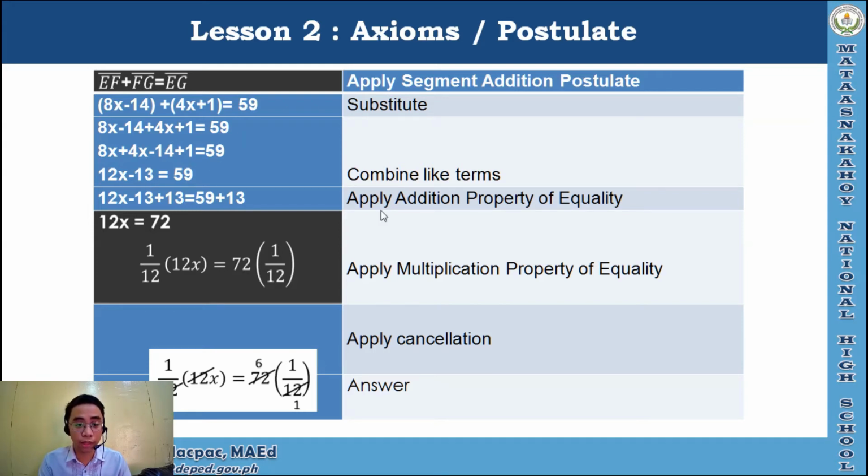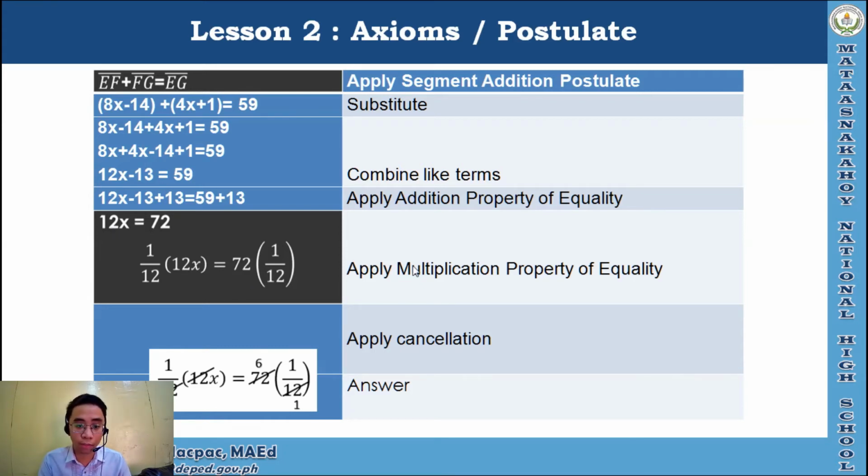And then, we will apply the addition property of equality, wherein we will find, so negative 13, the counterpart of negative 13 is positive 13 on both sides. So, we add 59 plus 13 is equal to 72. Negative 13 plus 13 is equal to 0, leaving 12x.